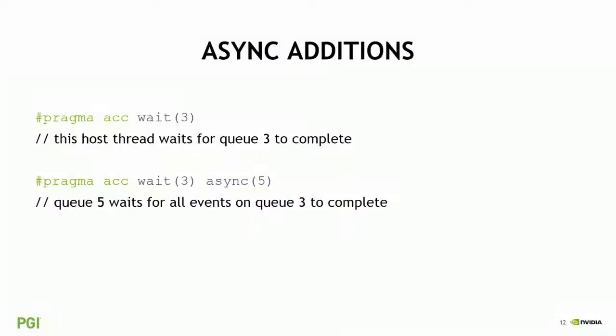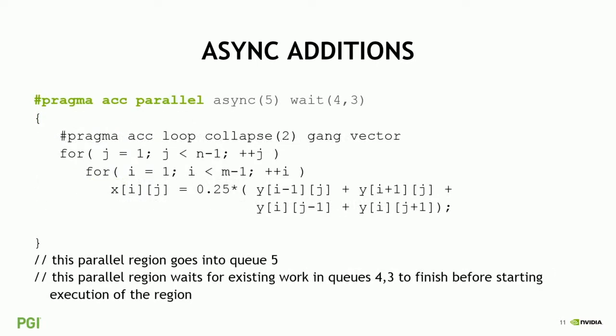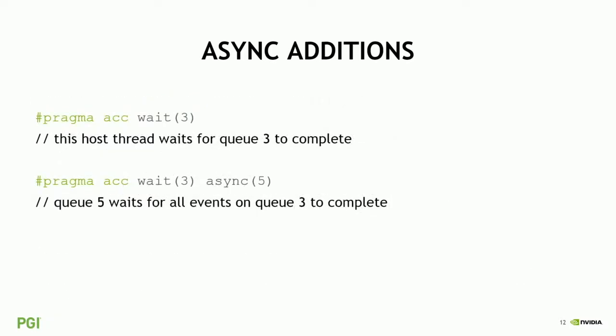So after this point, whatever gets enqueued into 5 will have to wait for the completion of everything in 3 up to that point. It's basically the same construct as this, but here we've added it as clauses on an actual kernel launch, on a parallel region, and you can also write the same as a separate directive here.